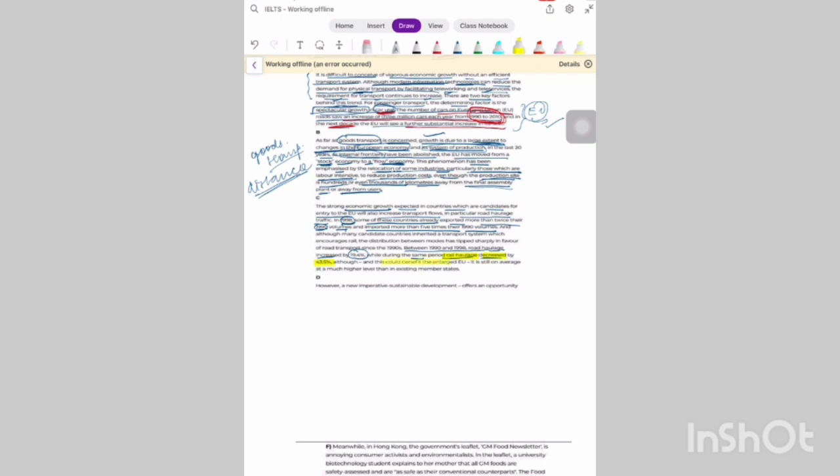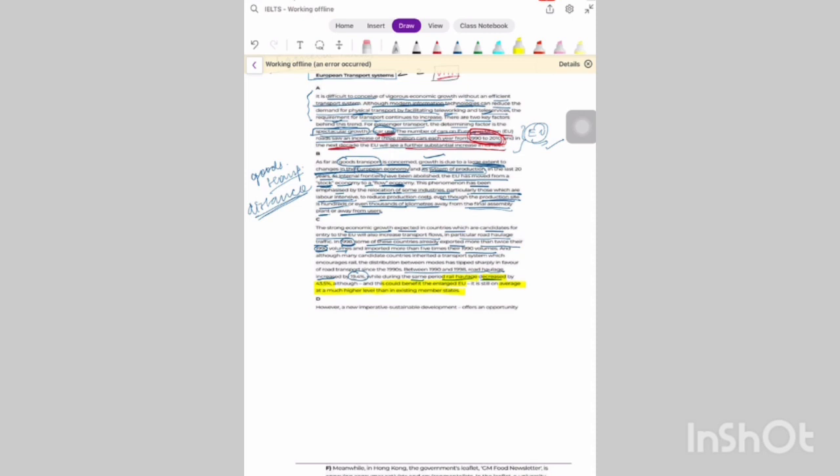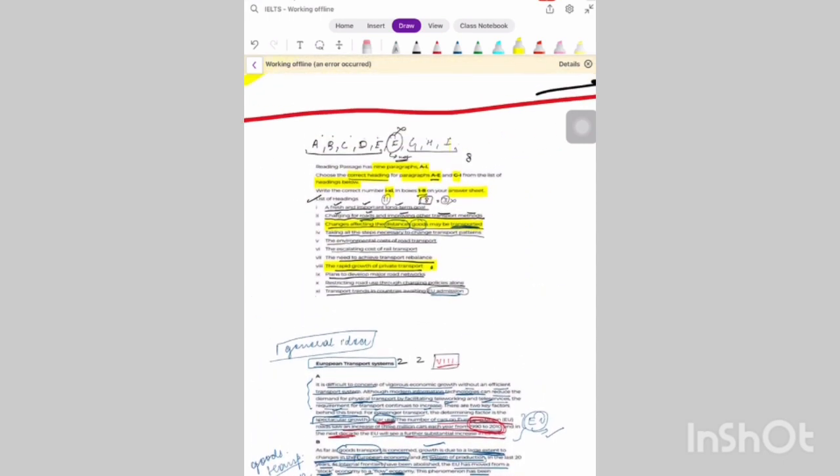Although this could benefit the enlarged EU, it is still on an average at a much higher level than in existing member states. So, let's skim through the remaining lines. And although many candidate countries inherited a transport system which encourages rail, the distribution between modes has tipped sharply in favor of road transport since the 1990s. So it's talking about rail, the escalating cost of rail transport. Any other, I don't think it would suit the general idea. Transport trends in countries awaiting EU admission. This also seems favorable. Let's see.